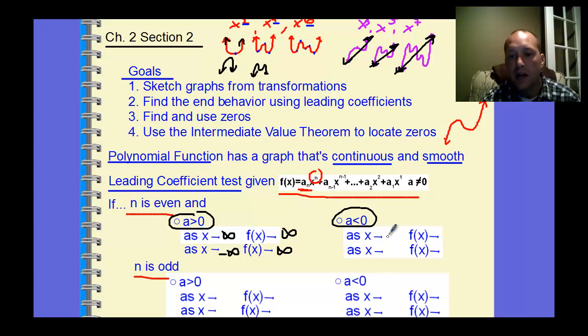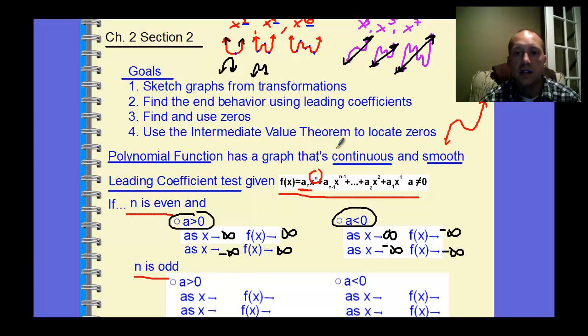Now if we flip that and have our a value less than 0, these are going to be both going downward. So as x goes to positive infinity, which means right, the y values go to negative infinity. As x goes to negative infinity, which means left, the y values still go to negative infinity.